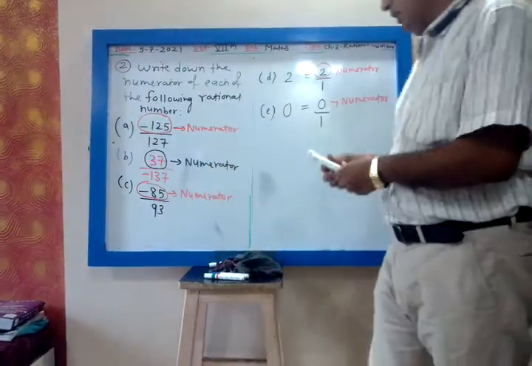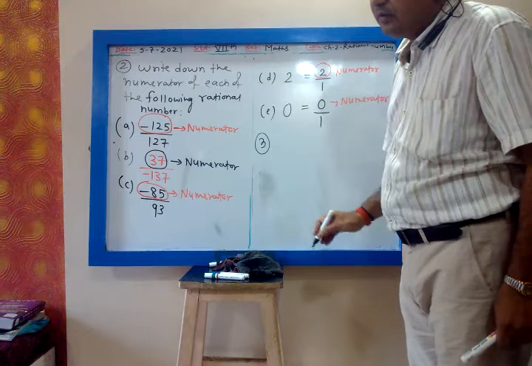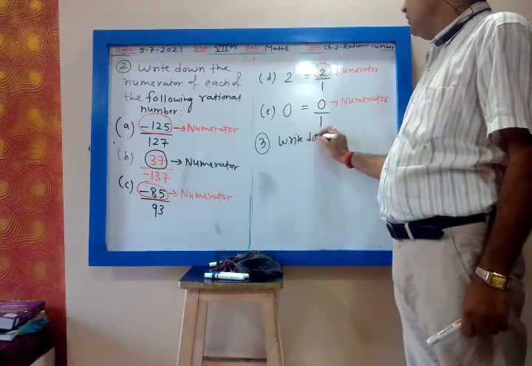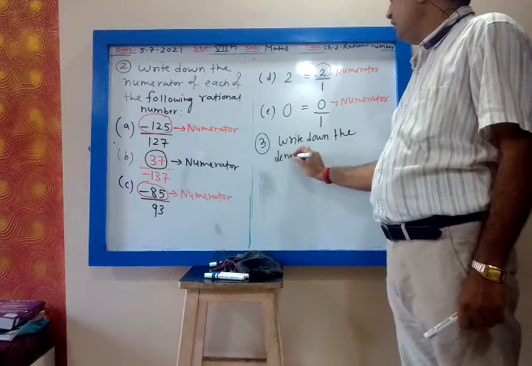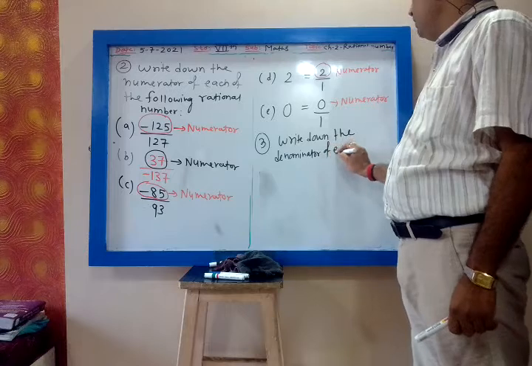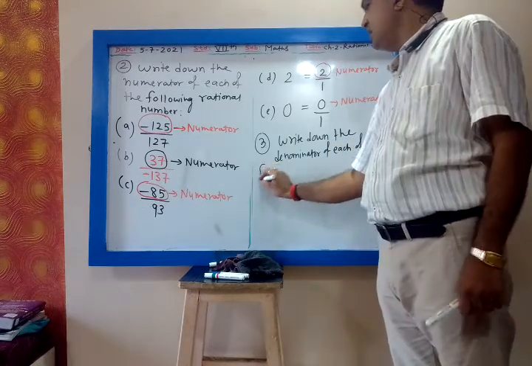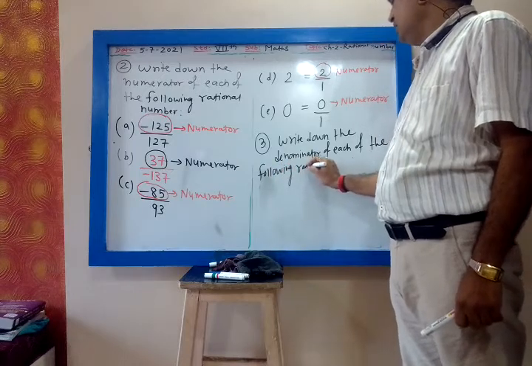Okay. Then third question: write down the denominator of each of the following rational numbers.